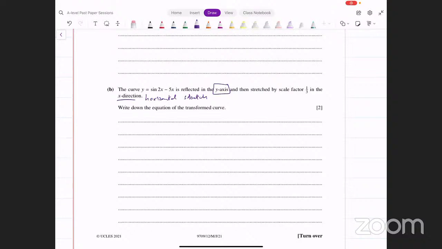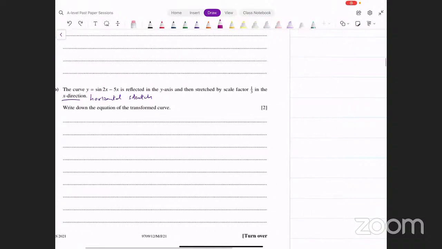Reflected in the y-axis. ये कौन सी reflection है? Is it horizontal reflection or vertical reflection? Any idea about this? Reflection in the y-axis. Y-axis में reflect करेंगे. Is that going to be horizontal or vertical? आपके पास y-axis है, जो लेफ्ट साइड पे चीज होगी वो रिफ्लेक्ट होकर राइट पे चली जाएगी, तो राइट पे जो चीज होगी वो रिफ्लेक्ट होकर लेफ्ट पे चली जाएगी. सो मूवमेंट इज हॉरिजॉन्टल. Movement is horizontal.